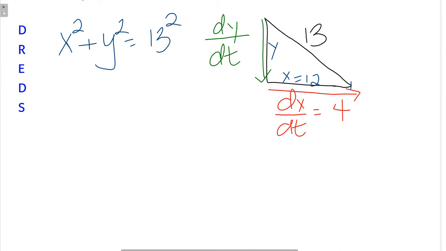And you might be thinking, hey, Jackie, guess what? This is a 5, 12, 13 right triangle. I know my Pythagorean triples. And you're correct. It is going to be 5. But if you didn't know that, we could solve it really easily.